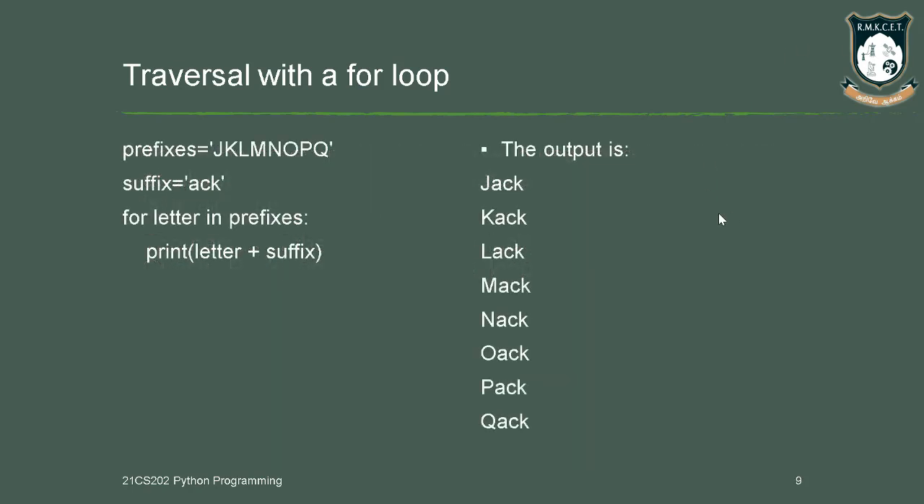In one string we have taken the letters J, K, L, M, N, O, P, Q, and in the second string we have taken the word ACK. In the traversal we read each and every character from the first string, prefixes, and in the print statement we add the characters taken from prefixes with the string available under the name suffix. So the first letter from the prefix, J, is added with the suffix string to produce the string jack.